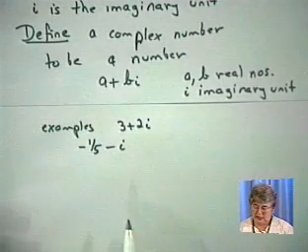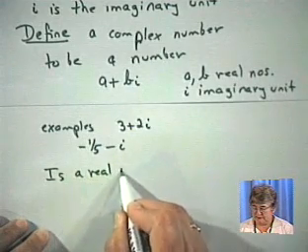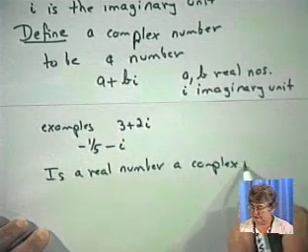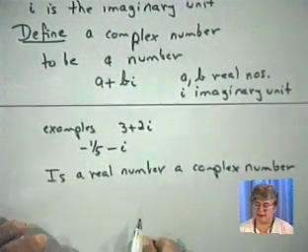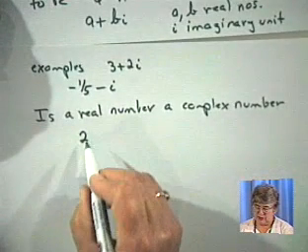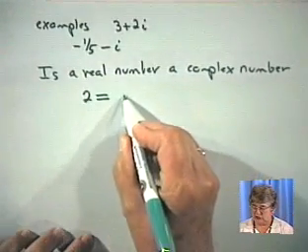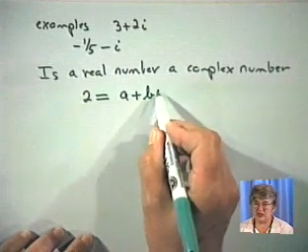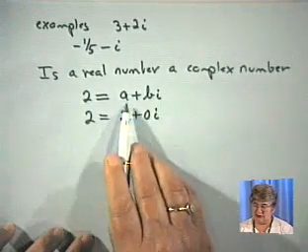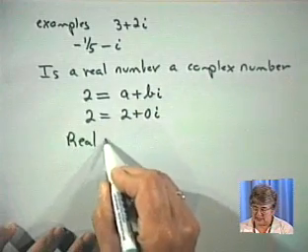Okay. Now, what about real numbers? Are they complex numbers? For example, let's look at the number 2. If it is a complex number, it should be of the form a plus bi, right? So can I write 2 as the number a plus bi? Sure, because we can write 2 as 2 plus 0i. That's in the form of a plus bi. Okay? So real numbers are complex numbers.